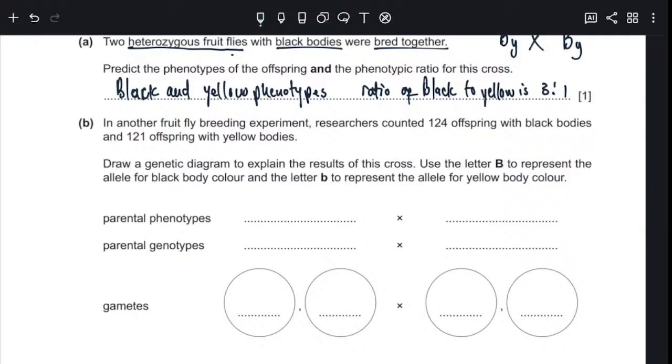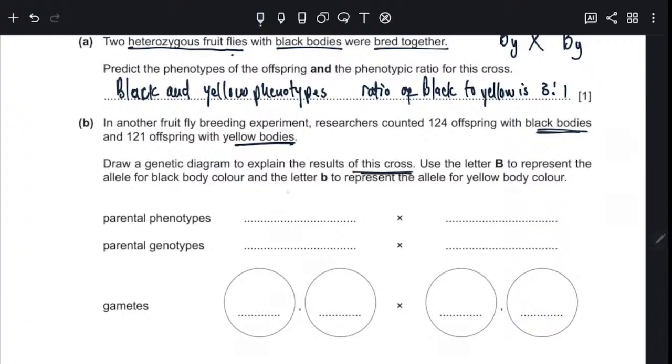All right, let's do the next question. Now, what is it about? Let's go. Here it says, draw a genetic diagram to explain the results of this cross. Which cross? In another fruit fly breeding experiment, researchers counted 124 offspring with black bodies and 121 offspring with yellow bodies. Draw a genetic diagram to explain the results of this cross.